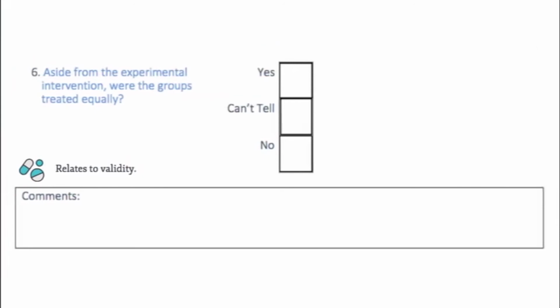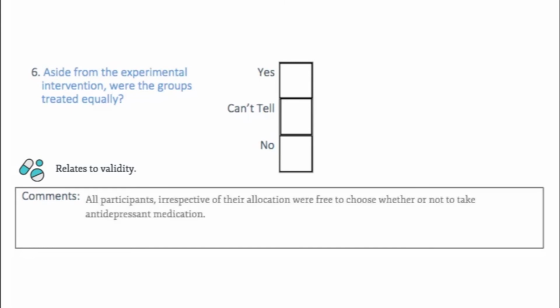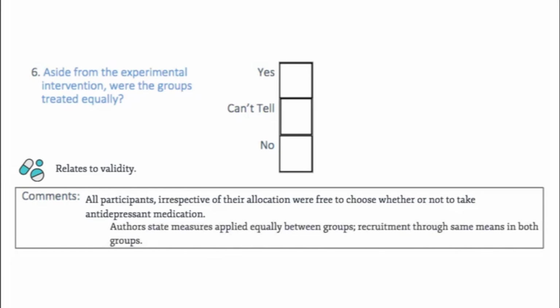Question 6. Were both the intervention and comparator groups treated equally in terms of other treatments and frequency of follow-up? All participants, irrespective of their allocation, were free to choose whether or not to take antidepressant medication whilst receiving either the Marita intervention or treatment as usual control. Additionally, authors state that all research measures were applied equally between the groups. Participants were all recruited through the same means via record searches at 8 GP practices in Exeter, Devon. However, because there was no blinding of study personnel, we are not able to guarantee, based on the publication alone, whether or not participants were treated equally.